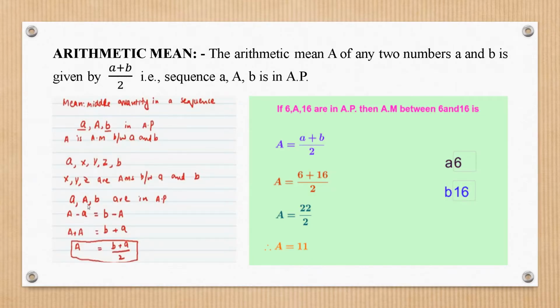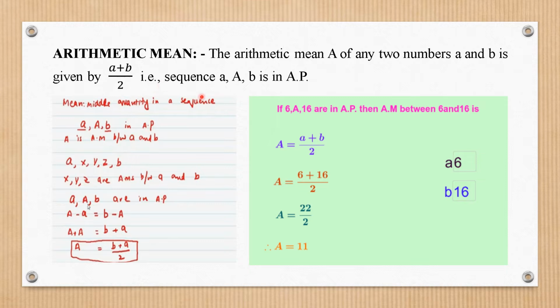Let us try to understand what arithmetic mean is. As we all are familiar, mean is average. So here, what is arithmetic mean? The arithmetic mean A of any two numbers a and b, denoted by capital A, is given by the average of these two, that is (a+b)/2.